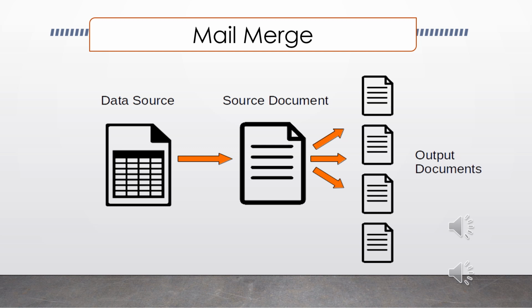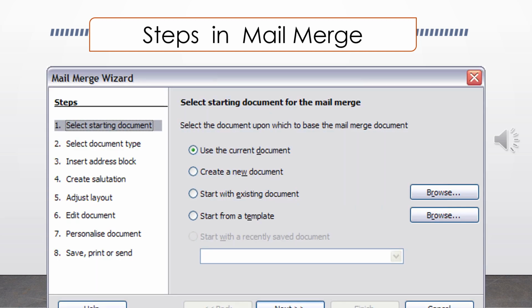In mail merge, two documents are created. One with the common content, which is the main document, and the other is the address list, which is called the data source. Now, let us see the steps in mail merge.